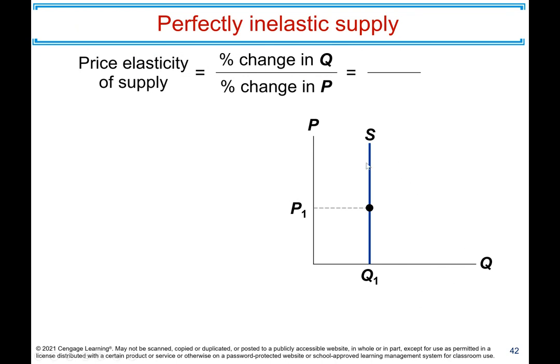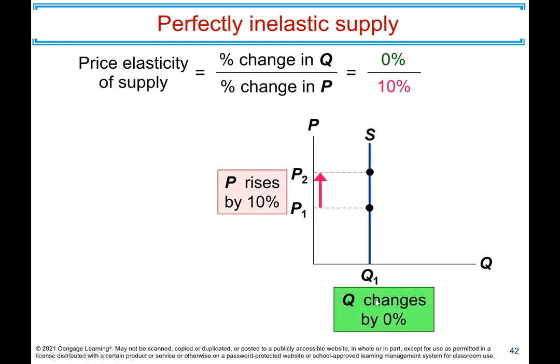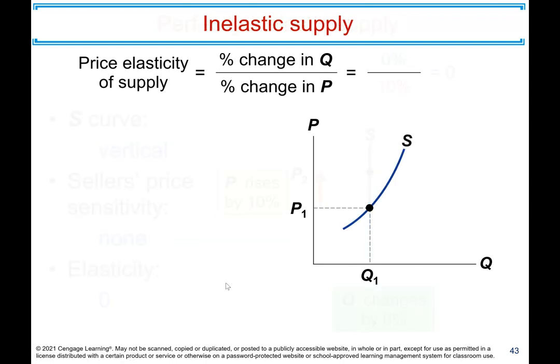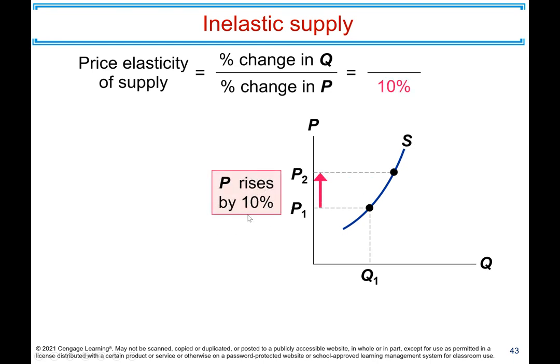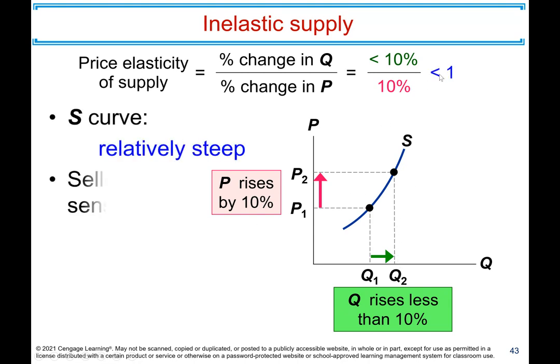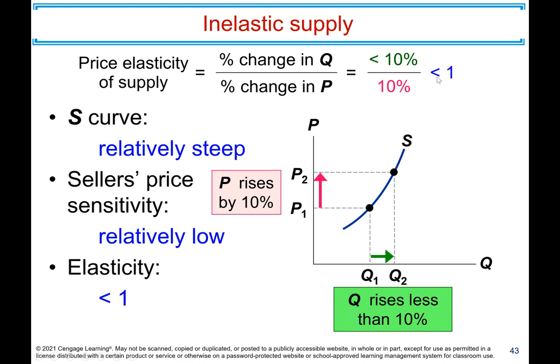And so look at the vertical supply curve. If price rises by 10% and quantity changes by 0, the price elasticity of supply is 0. When supply is inelastic, a fairly steep supply curve, a 10% increase in price will lead to quantity rising by less than 10%, and that means the result is an elasticity coefficient that is less than 1, so supply is relatively inelastic.